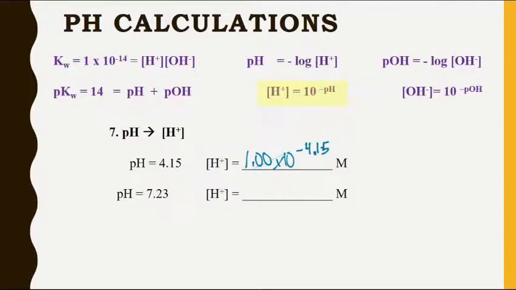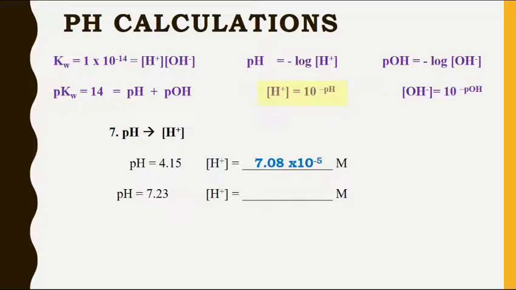Even though that is technically the correct value, we can't report our answers this way because it's not a pretty number, the way scientists say scientific notation should be done. What we need to do is put it in our calculator: 10 raised to the negative 4.15, and then push enter, and that is going to give us our final answer here.